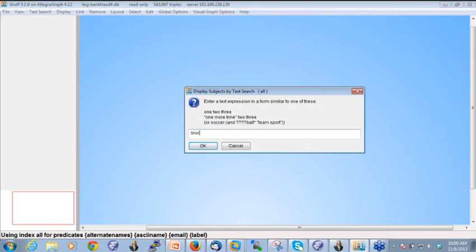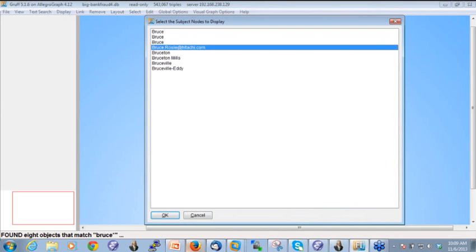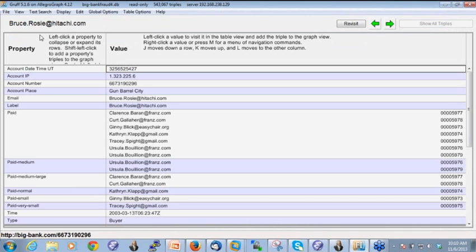Let me get a particular user that I know is in the database. There's a person called bruce.rosie@hitachi.com. If I click on this person, I see the account for Bruce Rosie. I see an account date time, an account IP address, account number. I see that this account was opened in a city called Gun Barrel City.